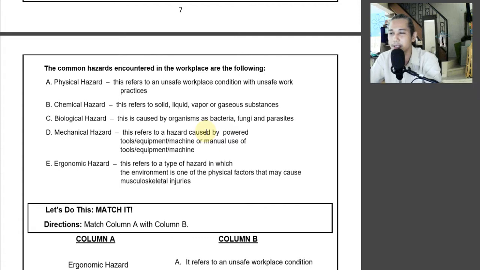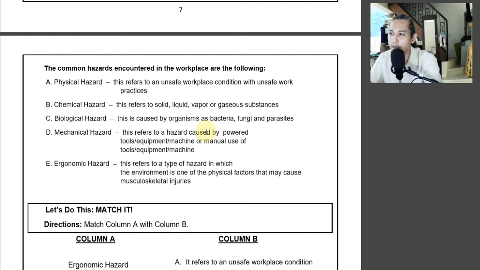So, sana naiintindihan niyo yan. For example, computer. Alam niyo namang ground yung likod ng CPU, pero hinawakan mo pa rin siya. So, nag-ground ka, di chemical yan. Mechanical hazard po yun. So, may parts sa likod ng computer na nakakuryente, pero nahawakan mo siya. So, that's mechanical hazard. And last is the ergonomic hazard.